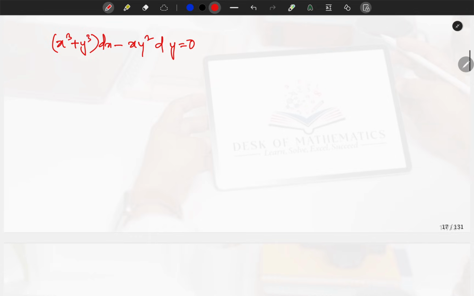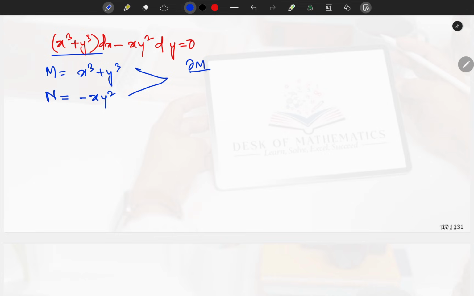Okay, so now if the differential equation is not exact but it is in the form of M dx plus N dy. For example, if the question is (x cube plus y cube) dx minus x y squared dy is equal to 0. Here, M is equal to x cube plus y cube, and N is equal to minus x y squared. We have to check whether it is exact or not because it is in the form of M dx plus N dy.